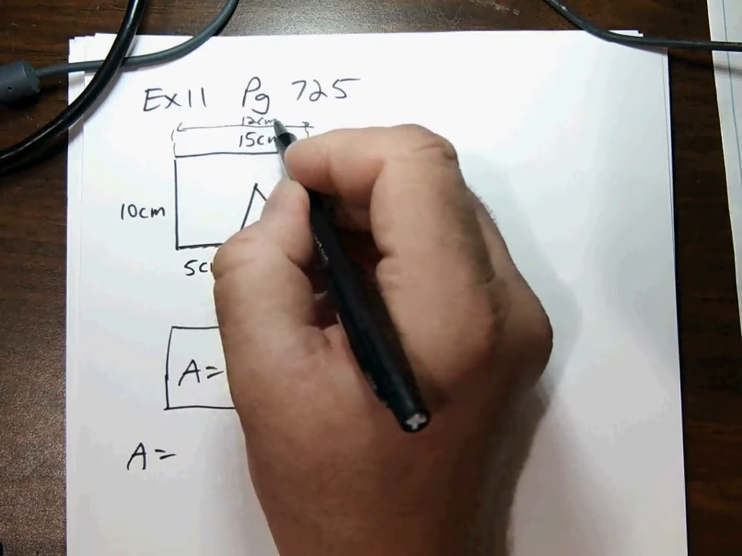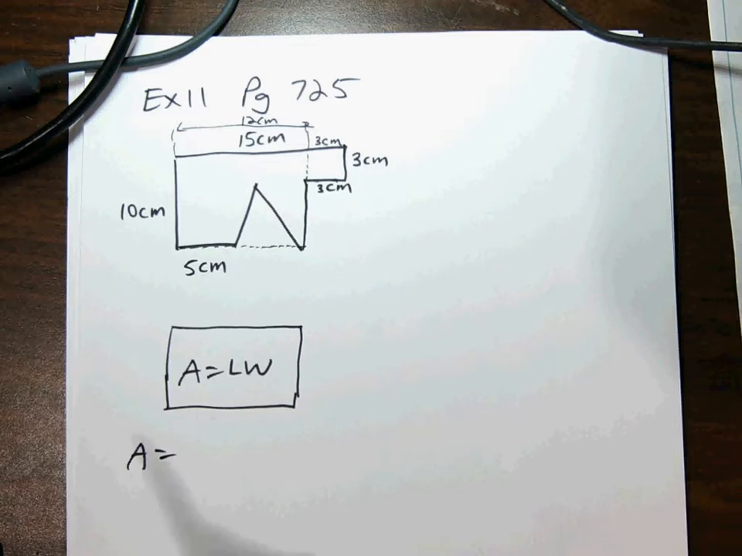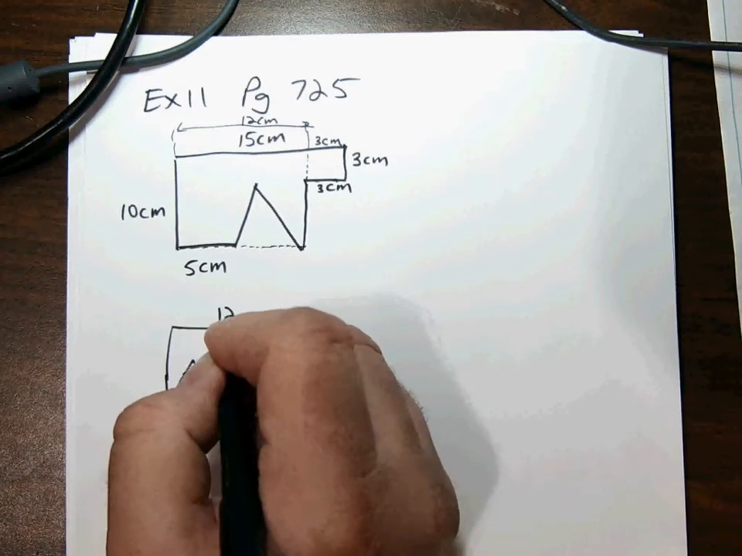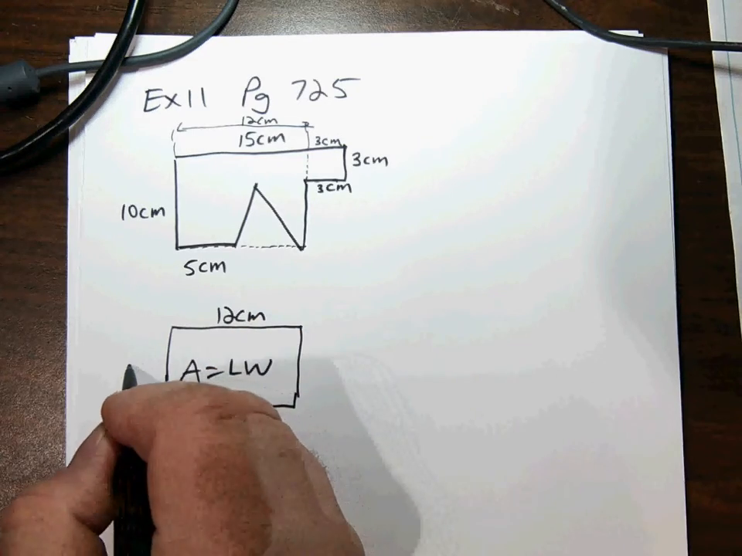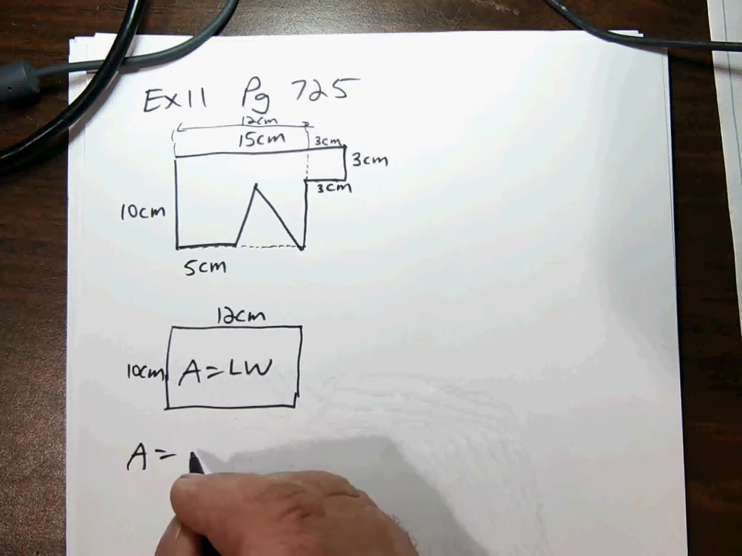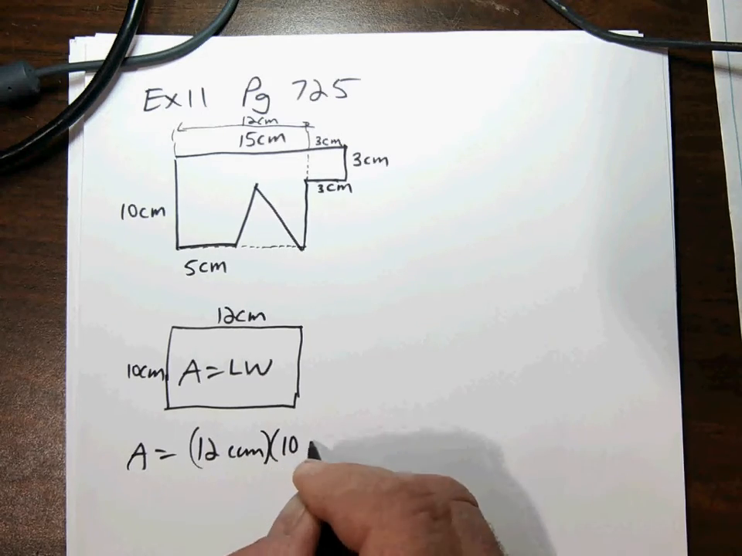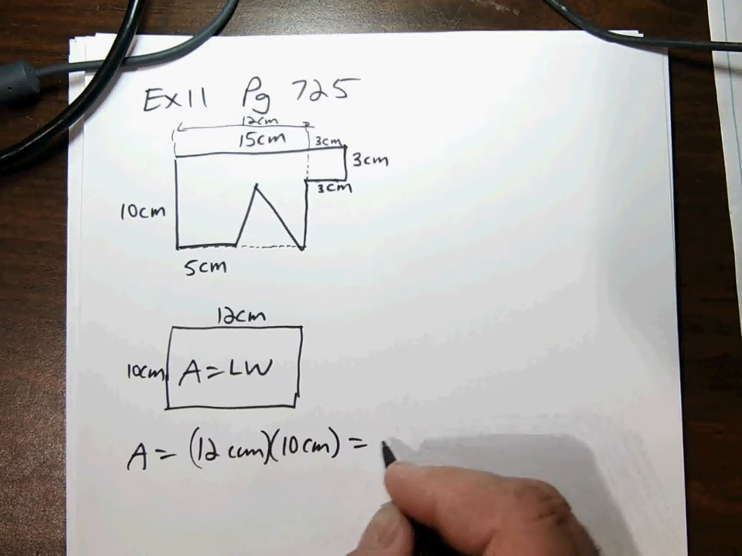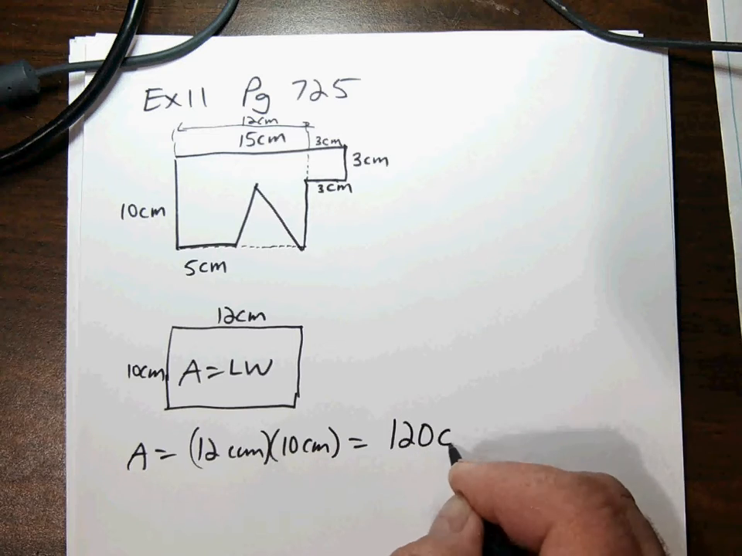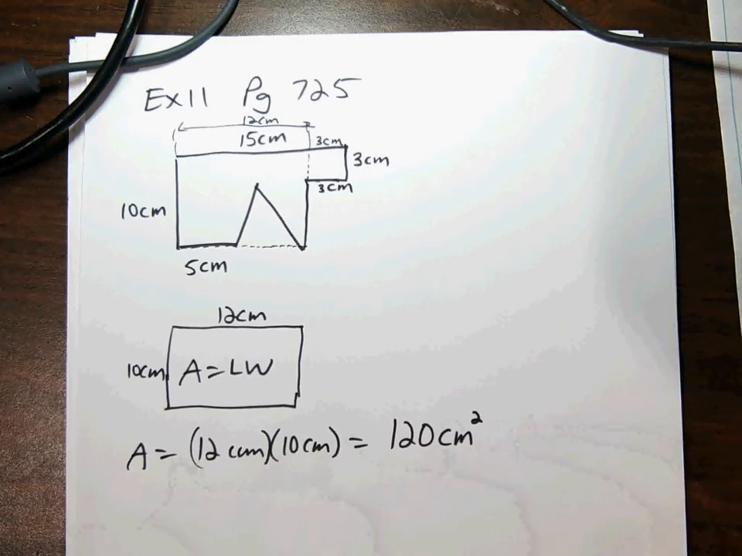I'm getting a little messy with my lines. The 15 was all the way across the top, so the rectangular piece is going to be 12 centimeters by 10 centimeters. That's easy enough. 12 centimeters times 10 centimeters is going to be 120 square centimeters. Okay? All good with that? That's the area of my rectangle.